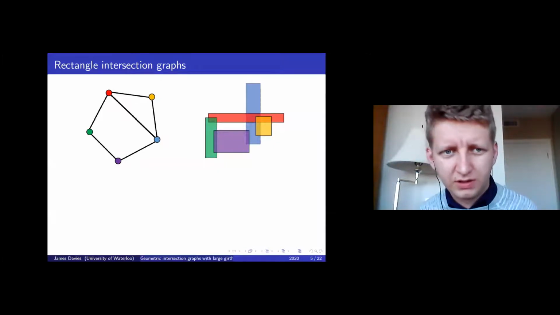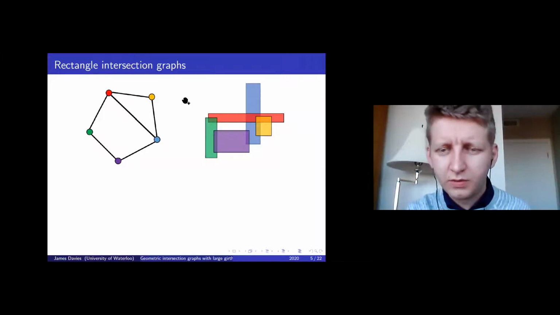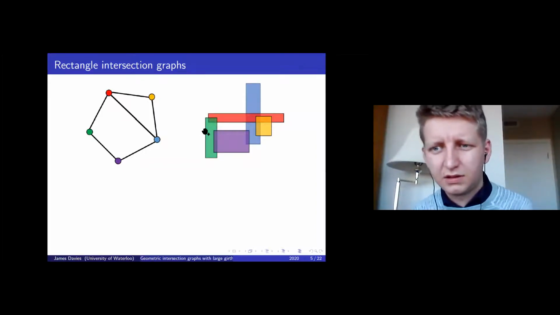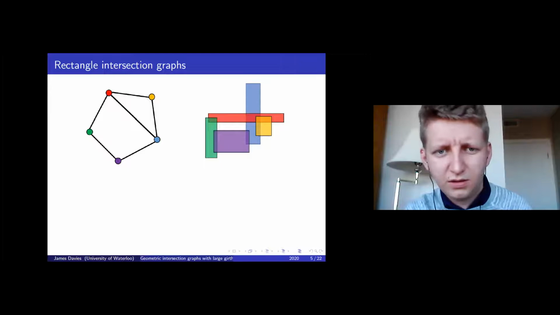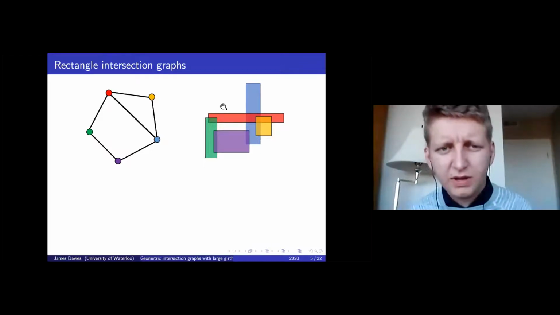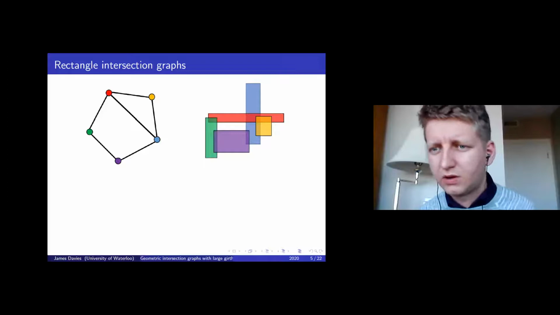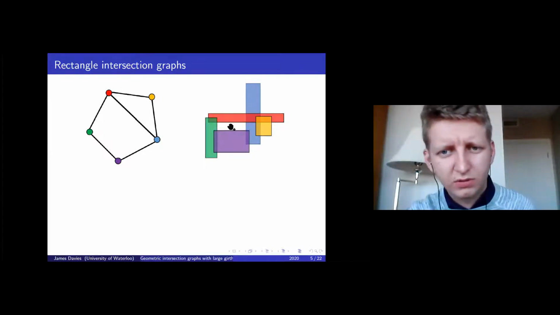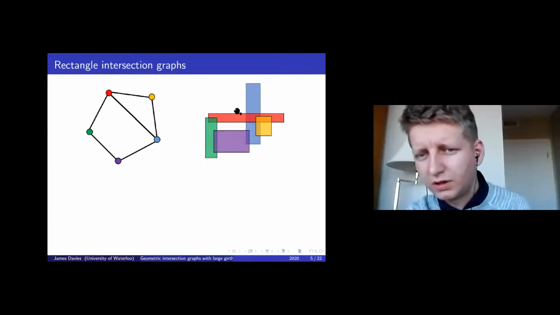So I want to talk about some geometric intersection graphs. The first we'll look at is rectangle intersection graphs. We're looking at rectangles in the plane, and we want these to be axis aligned, which just means that their sides are parallel to some axis, so you can't have any weird rotations. For example, for this set of axis-aligned rectangles, we can look at their intersection graph. You make it by having a vertex corresponding to each rectangle, and two vertices are adjacent whenever their corresponding rectangles intersect. So these rectangles give rise to this rectangle intersection graph, where vertices of one color correspond to rectangles of the same color.